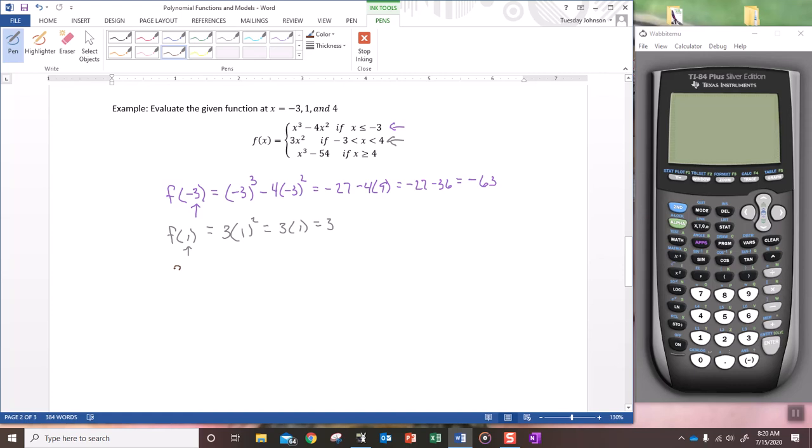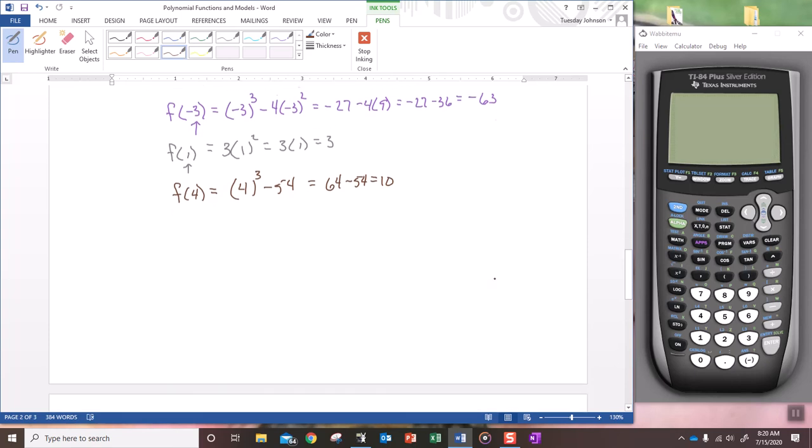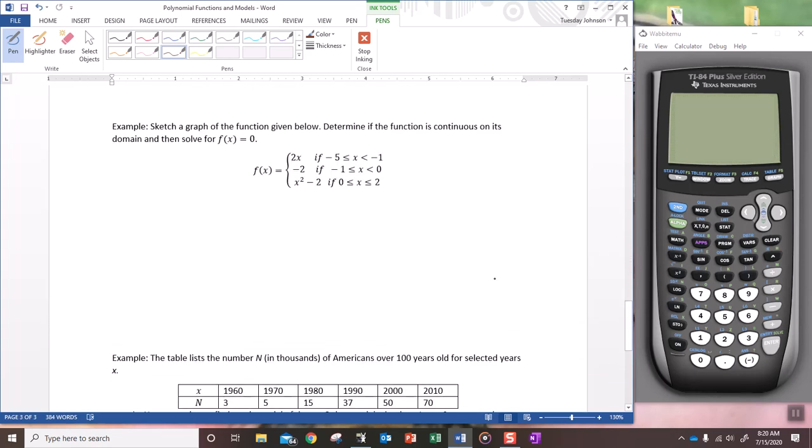Finally, if I want f of 4, is 4 less than or equal to negative 3? No. Is 4 between negative 3 and 4? No, because there's no equal to sign. 4 is greater than or equal to, in particular, it's equal to 4. So we'll use our brown to do something cubed minus 54. 4 cubed minus 54, that's 64 minus 54, which is 10. So we can evaluate the function. The input tells us which piece of the formula that we want to use. So we're going to keep that in mind as we sketch this graph.